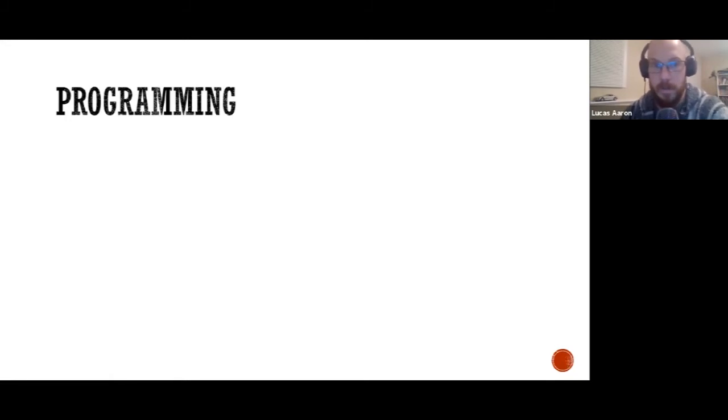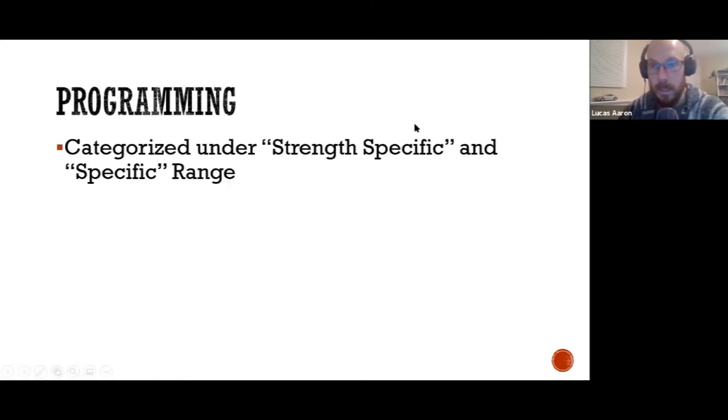So let's talk about programming. Within the course content and the way that the Ranger Strength System is presented to you, high intensity range work would be falling in the categories of strength specific and specific range work. So again, just to review, specific range work is most specific to the expression of range in that core movement. So side split, front split, back bridge, those kind of movements.